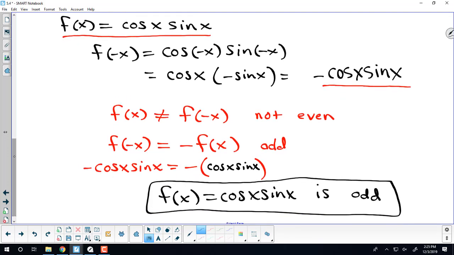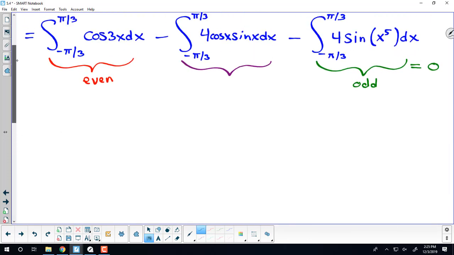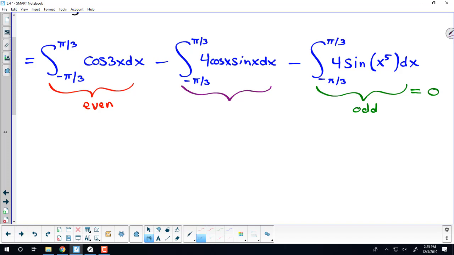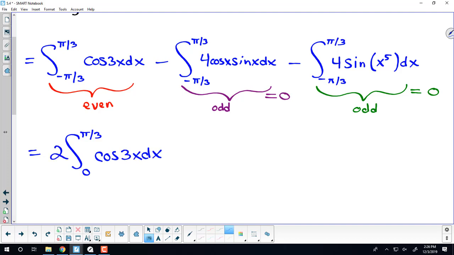So that's super helpful because we don't know how to integrate cosine times sine right now. So it's just really convenient that it just goes away. Since that's an odd function, all of this is 0 as well. So really all we have to evaluate is this first piece. Since it's even, we're going to halve the interval to 0 to positive pi over 3, and then double the result.